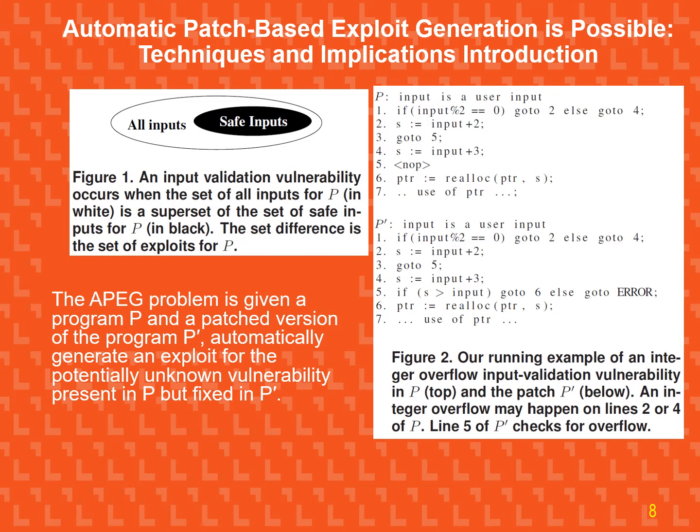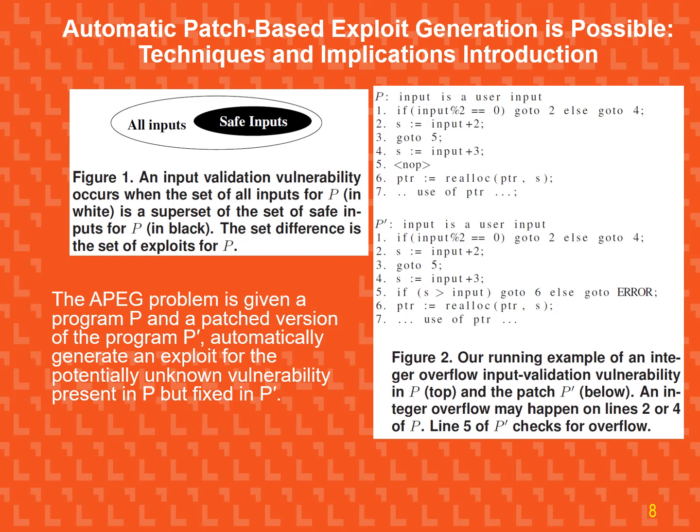The researchers demonstrate that automatic patch-based exploit generation, that is APEG, is feasible based on their experiments with 5 recently patched Windows programs. The APEG program is given a program P and a patched version of the program P bar, and automatically generates an exploit to the potentially unknown vulnerability present in P but fixed in P bar.